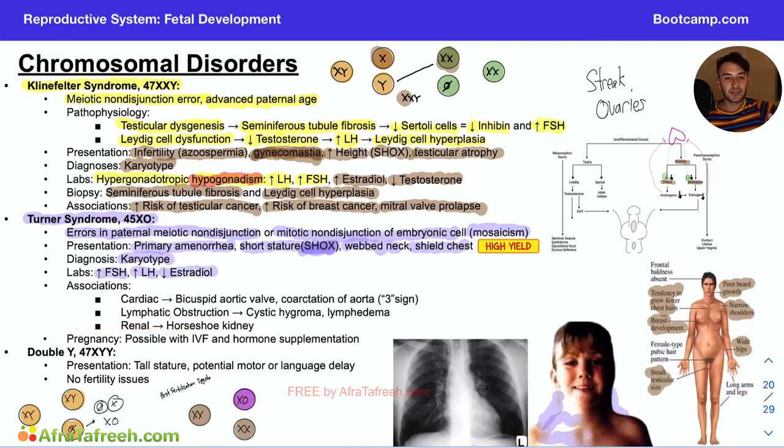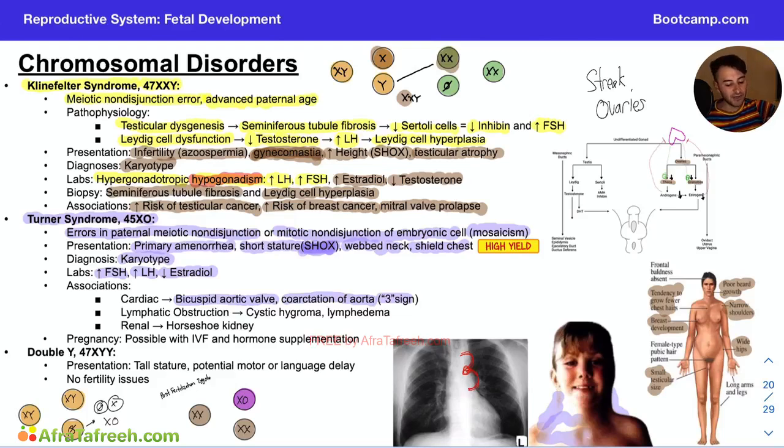Turner syndrome is also associated with some pretty high yield things on test day. So in terms of cardiac stuff that can happen in our Turner syndrome patients, they can have a bicuspid aortic valve, and they can also have coarctation of the aorta, which is going to show up as a 3 sign on chest x-ray. So the 3 sign here you can see is this here, which I'm outlining, and this is what it looks like when we have coarctation of the aorta right here. It gives us this little sign on chest x-ray that looks like a 3, so that's something to be on the lookout for.